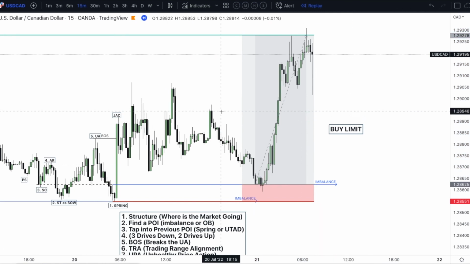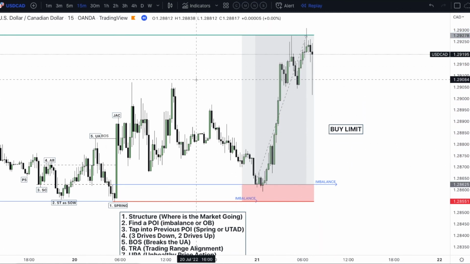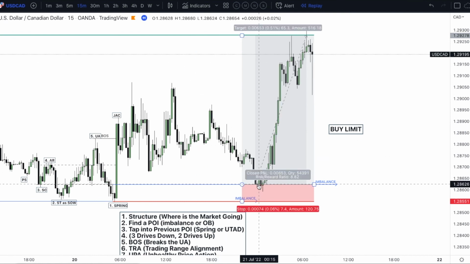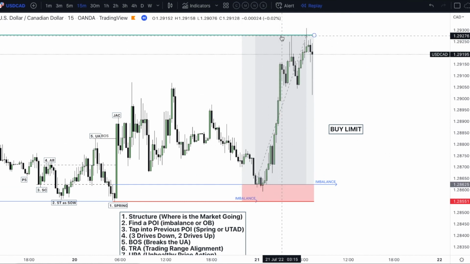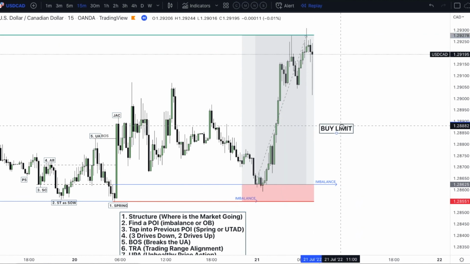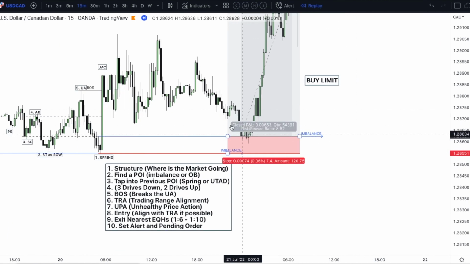Okay, so a buy limit is when you want price to come down to a certain price. You want the market to come down to a certain price, hit that price, and then go away from it in the opposite direction. So that's considered as a buy limit. Okay, so you can go and set your pending orders for price to come down, wick you in, take you out, and you're golden.